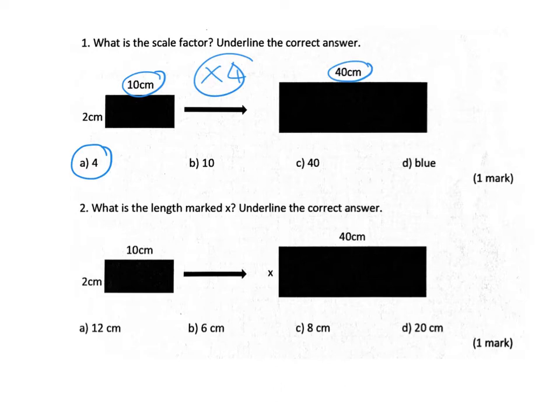And this is quite easy to figure out because I know that the 10 turned into a 40 by timesing by 4. So if this was 2, then what would x be? This side would be 2 times 4, which would be 8.